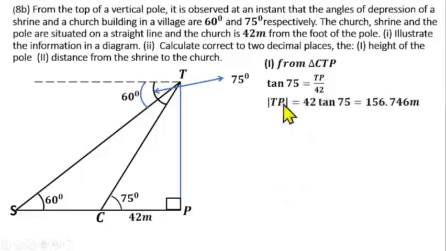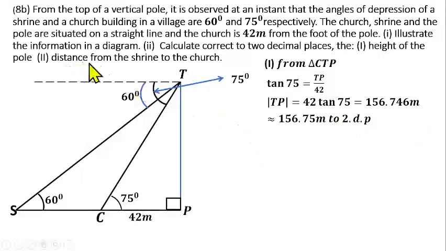So cross multiply, and you have TP is equal to 42 times tan 75. If you simplify that with your calculator, you have 156.746 meters. Then as the height of the pole, we have to take it to two decimal places, and that should give us 156.75 meters to two decimal places. So that's the height of the pole.